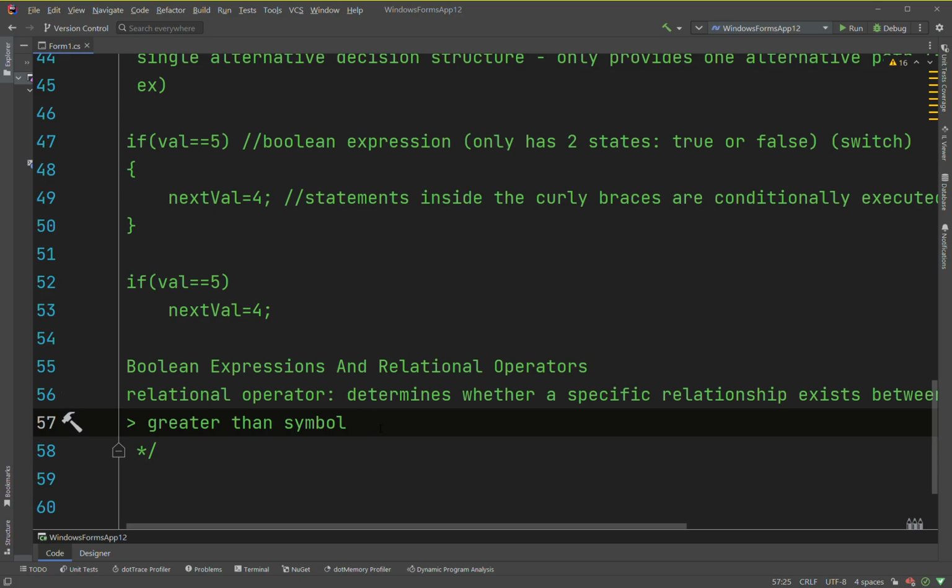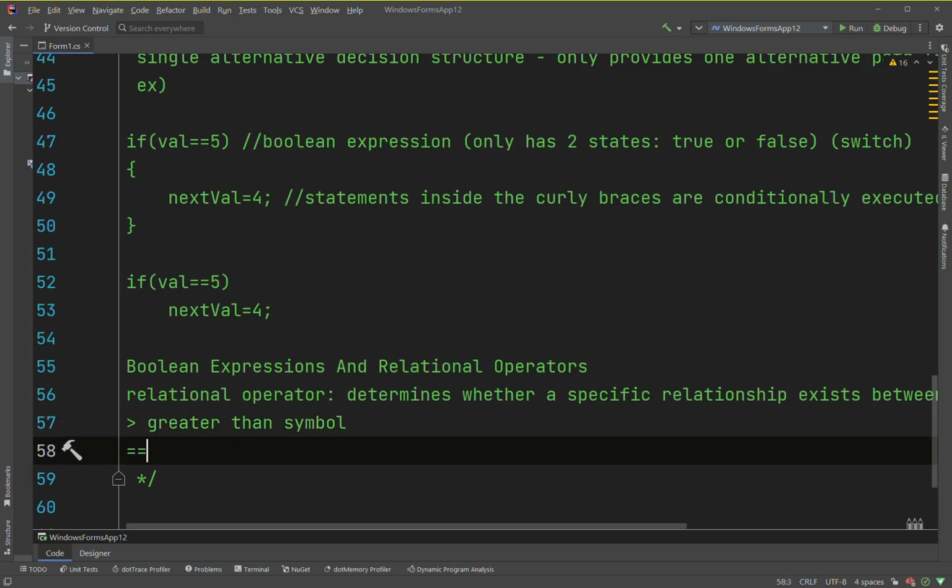Obviously we have then a few more. So we have equal to, which determines if the two values are equal. So we'll talk about these, pretty much all of them.